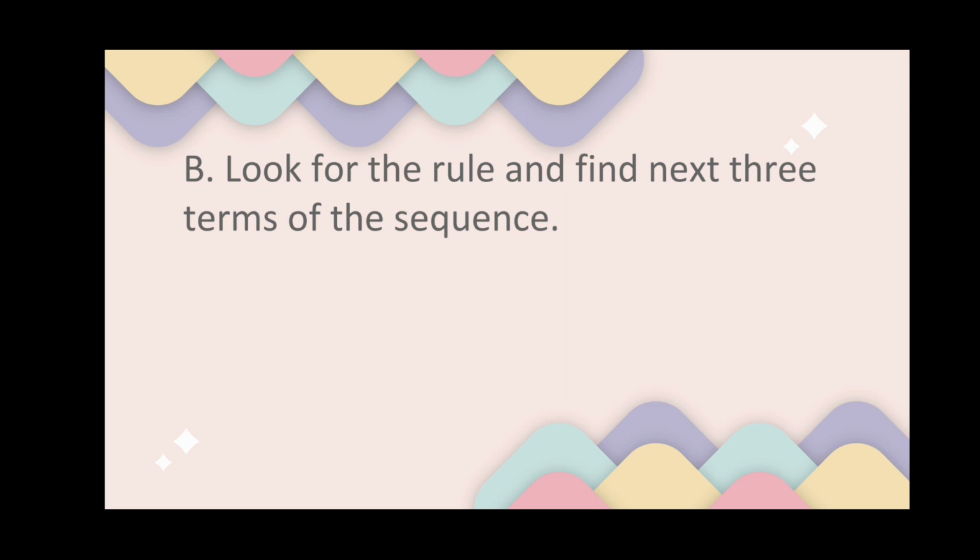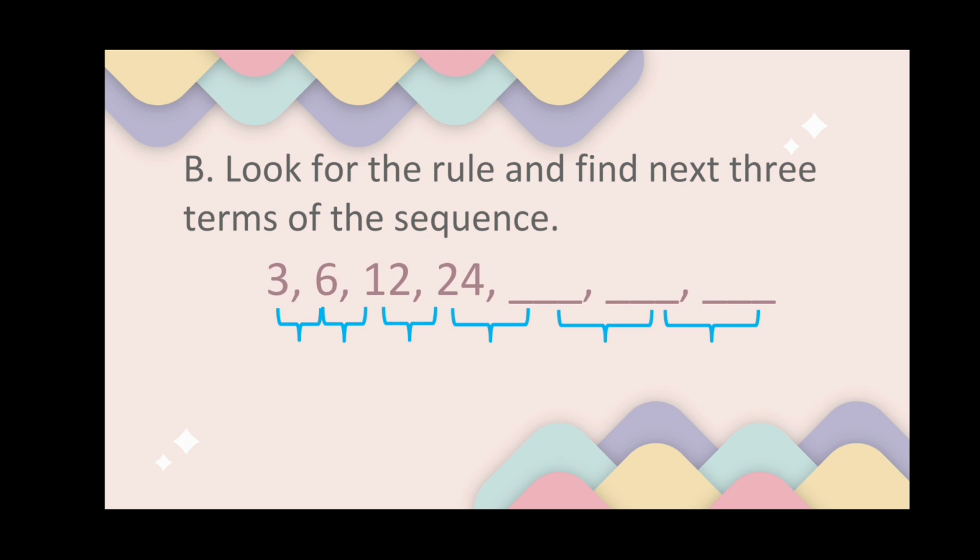Next, look for the rule and find the next three terms of the sequence. So here's the number sequence: 3, 6, 12, 24, and then we're going to find the next three terms. Can you identify the rule here? Okay, very good. So to find the next term, we're going to multiply by 2. So now, mahahanap na natin yung next three terms. Now here's the solution. The rule is multiply by 2 or times 2.